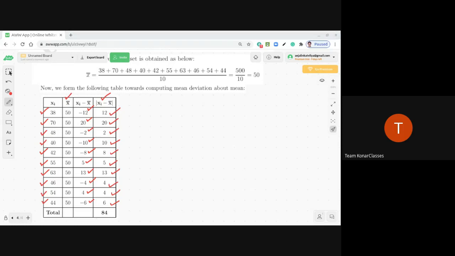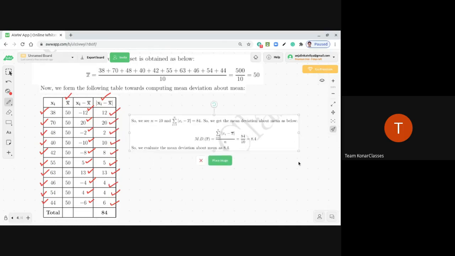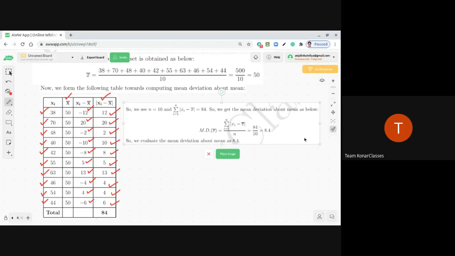Then, dear students, we see that the summation is 84. So our mean deviation about the mean should be 84 divided by 10, the number of observations, which is 8.4. And that is the mean deviation about the mean for the given ungrouped data set. I hope, dear students, you understood it very clearly. If something is not clear, never hesitate to let me know.